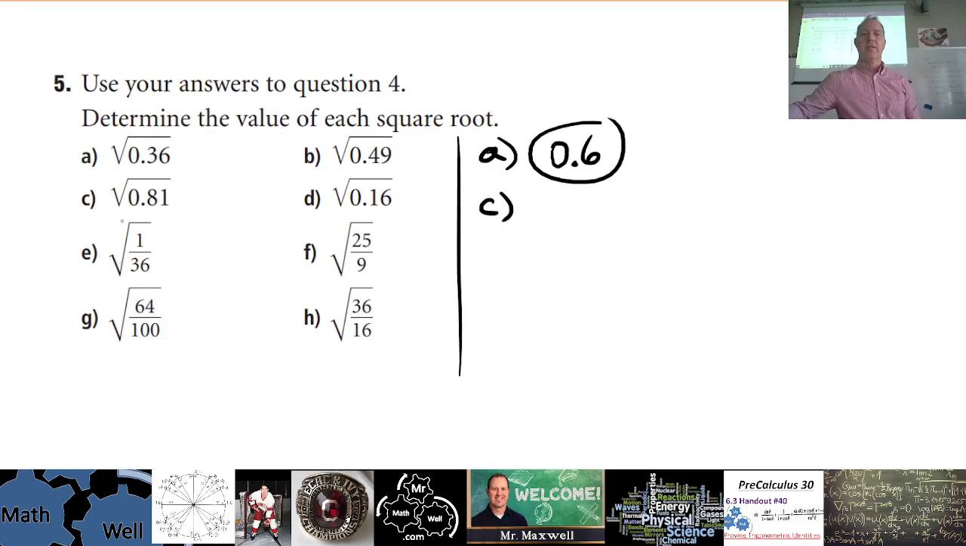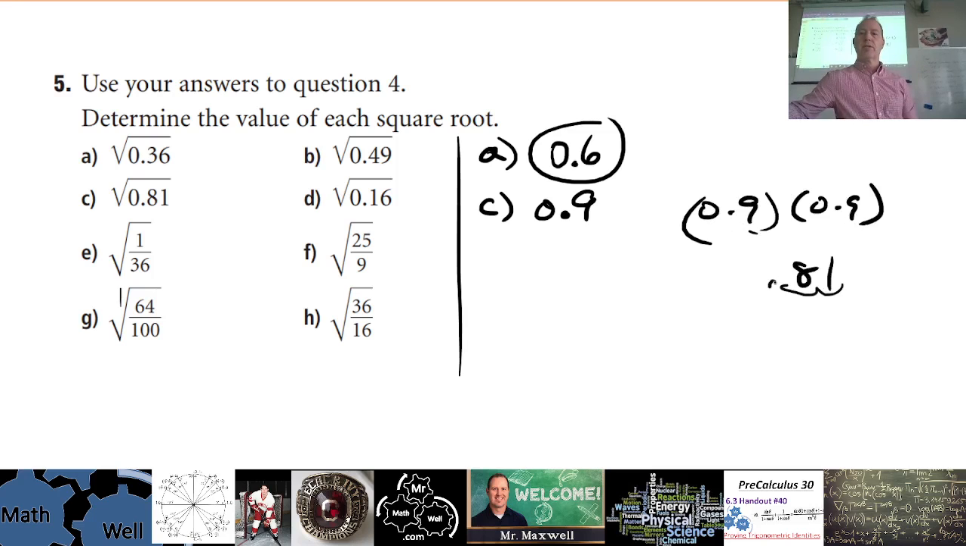All right, so let's do C. I'll just kind of run down the side column here. C, this one is going to be, what's the square root of 81? 9. So this is going to be 0.9, 1 decimal place. When I multiply 0.9 is the check. 0.9 times 0.9, that's 9 times 9 is 81. We've got 2 decimal places represented, so there we go. So when you check that, that's what you get. That's perfect.